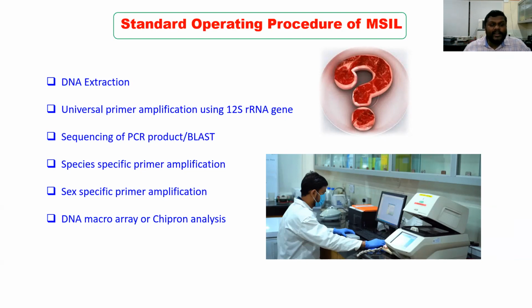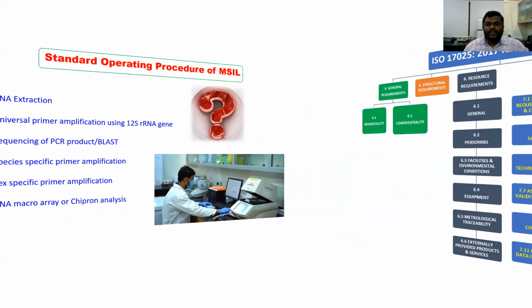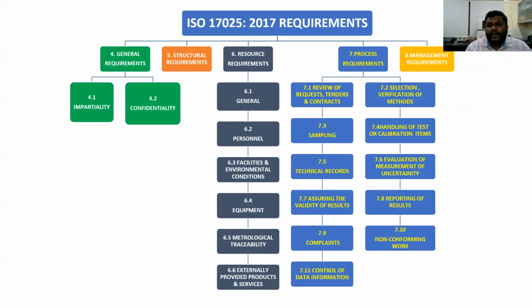Probably some of you may have identified this sex identification. Sometimes it may be required in the case of sheep and goat because of the changing preference towards male or female meat. Now, DNA microarray or chip-based analysis I will explain along with the case studies. So now this is just to give an understanding.